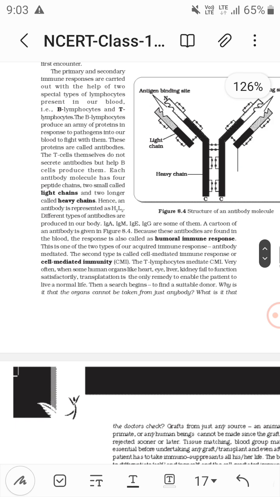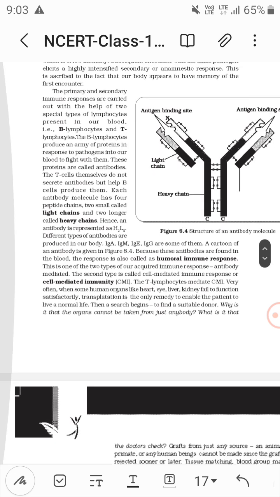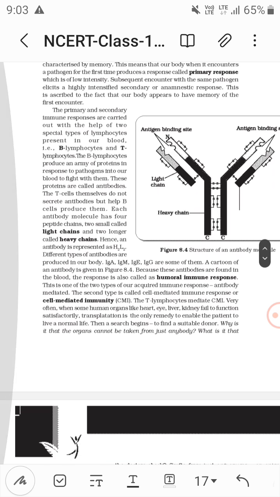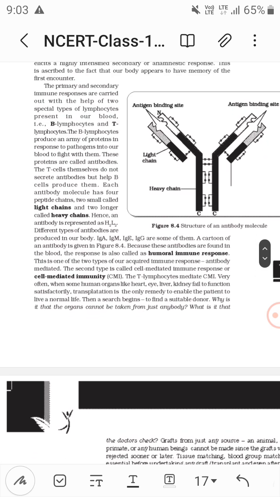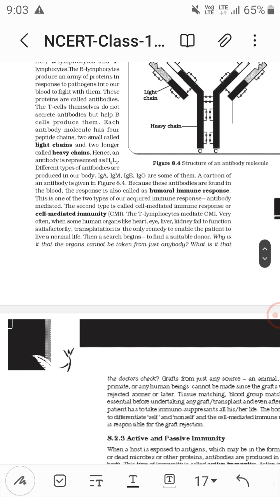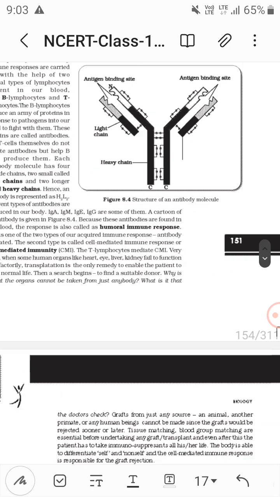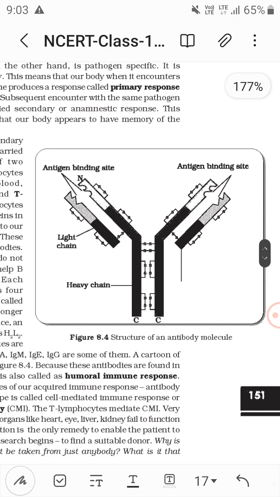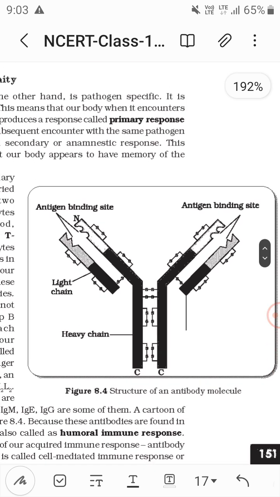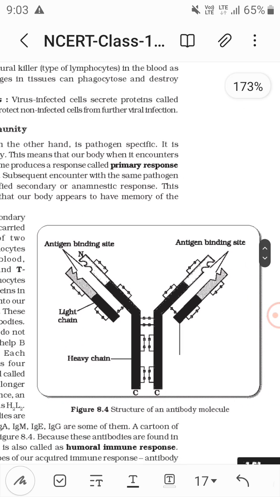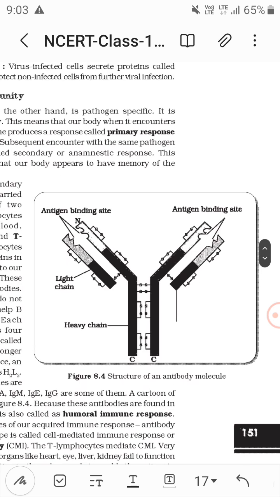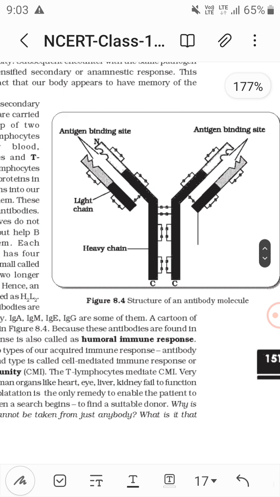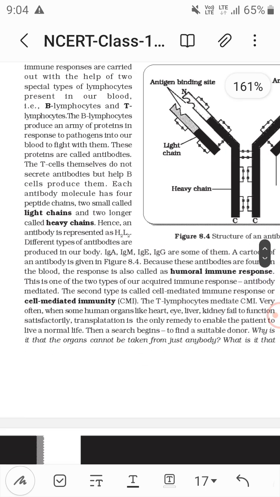B lymphocytes and T lymphocytes help in these responses. And antibodies have light chains and heavy chains. See in the diagram the structure of an antibody molecule: two heavy chains and two light chains. They have an antigen binding site. The N terminal has the antigen binding site, and at the C terminal there are disulfide bonds.